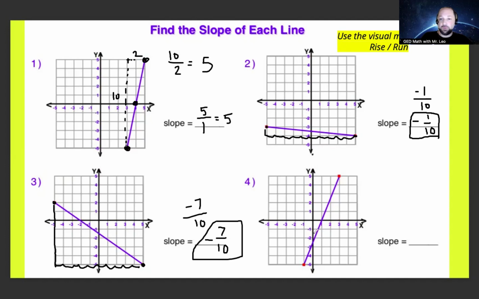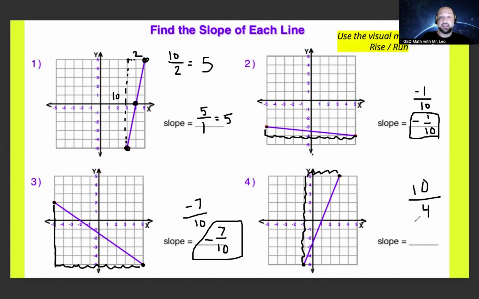Okay. Number 4 here, we got a point here and a point here. This one is going to be positive. It's rising. We'll count the whole thing. I see it as rising 1, 2, 3, 4, 5, 6, 7, 8, 9, 10. That's 10 over 1, 2, 3, 4. 10 over 4. This could be simplified.